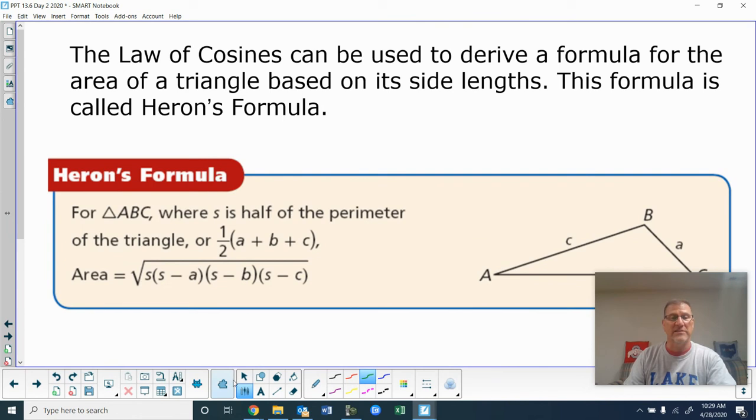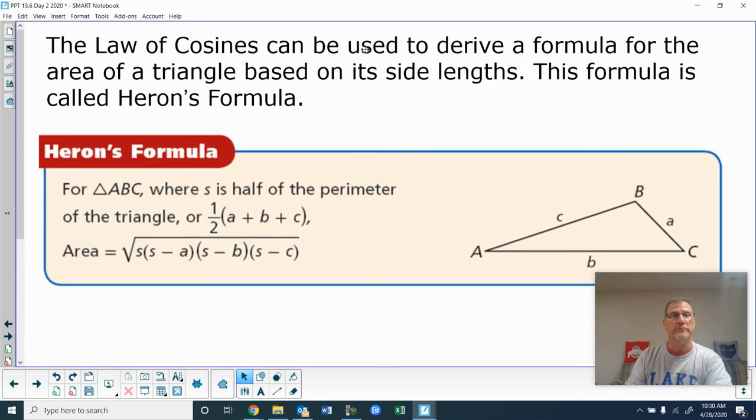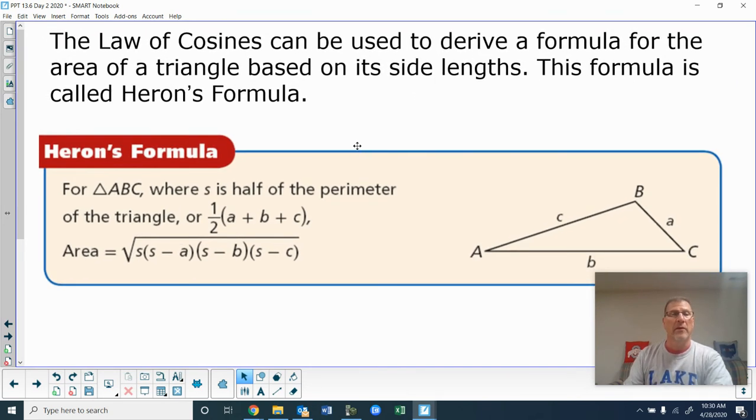Okay, one thing I forgot to tell you guys about the other day was this Heron's formula. Another way to find the area of a triangle. We had a different way last week using the law of sines, and here's another one. So what you got to do is find the perimeter first, add up all three sides, and then take half, and that's your S value.